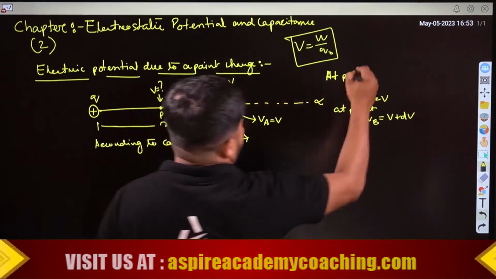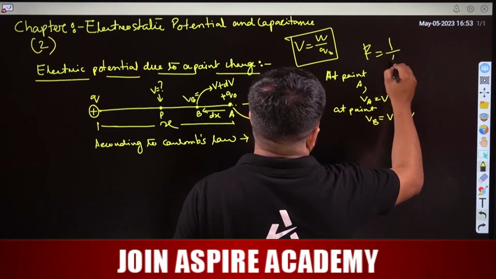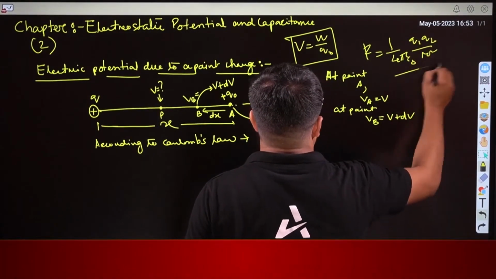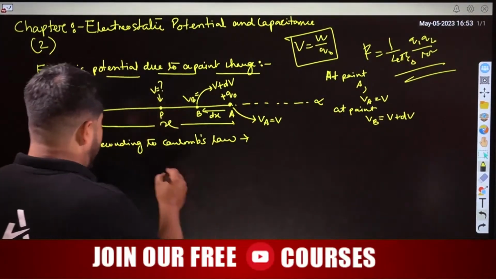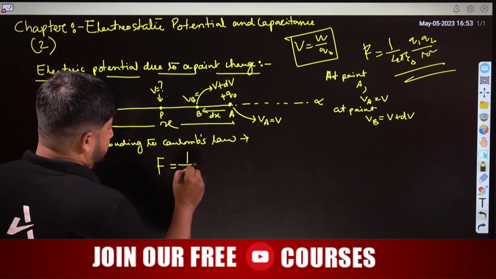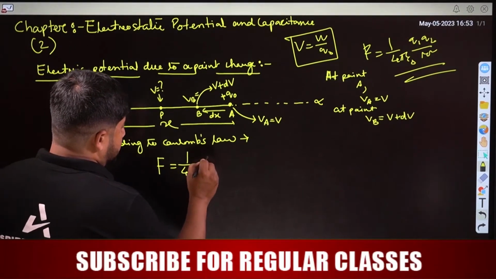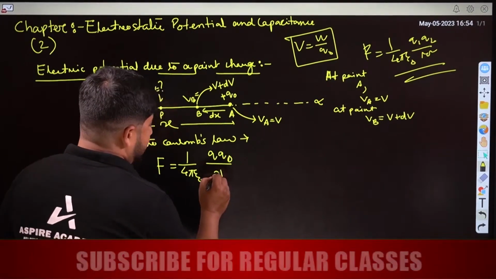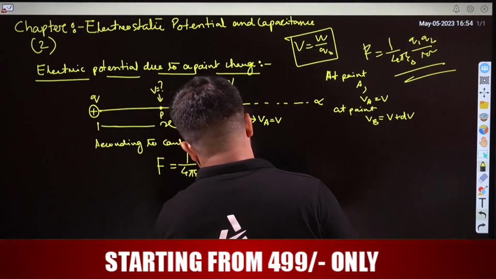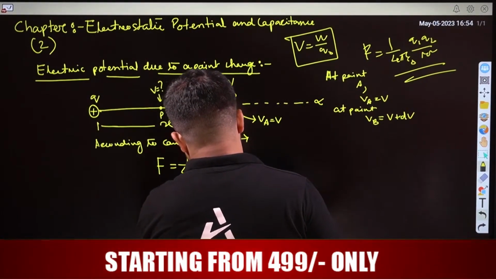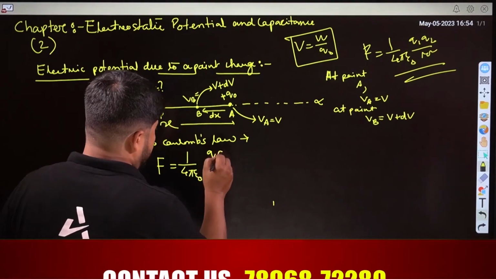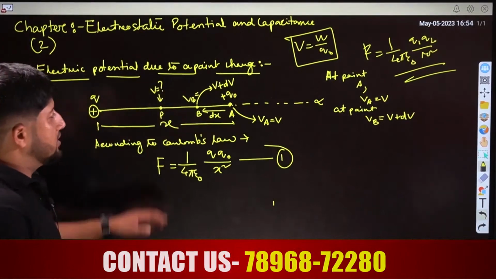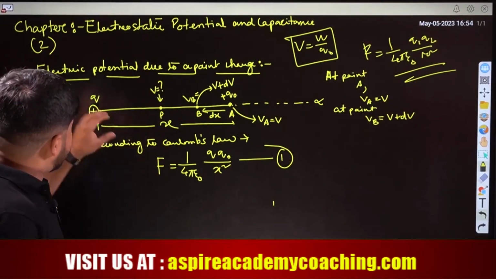According to Coulomb's law, we know that Coulomb's law, which we have already discussed in the last class, is F equal to 1 by 4 pi epsilon naught q1 q2 by r square. This is Coulomb's law, the electrostatic force of attraction and repulsion. So apply here in this formula: force is equal to 1 by 4 pi epsilon naught q naught by x square, q naught by x square. So this is equation number 1.